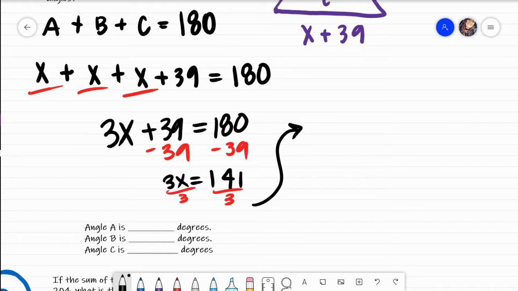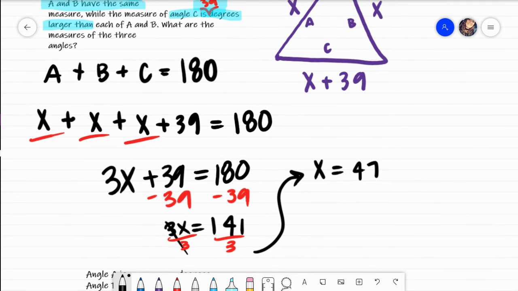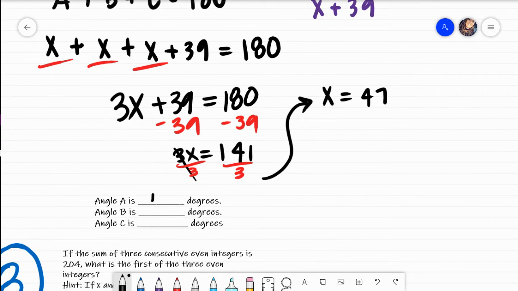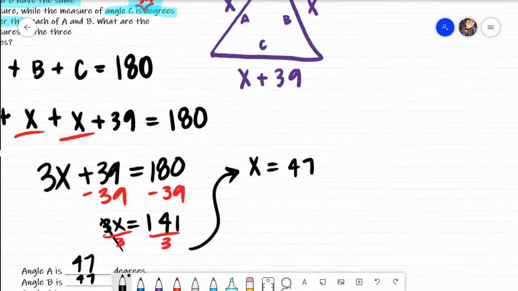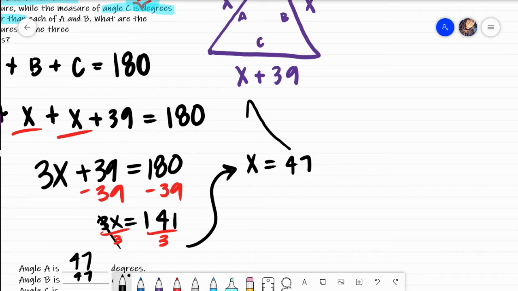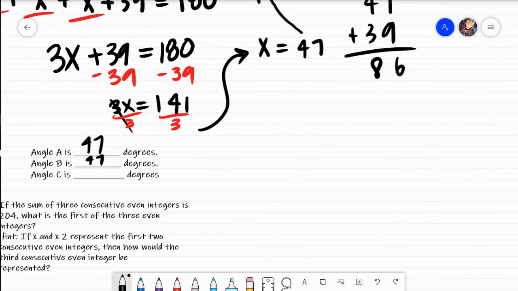I'm going to divide by 3. That cancels this, and I just get x equals 47. So my x is 47. And then you look, what was x? Well, A was x, so it's 47 degrees. B was the same, so it's 47 degrees. But then my C was found by plugging this into here, so I would get 47 plus 39. So I get 86.